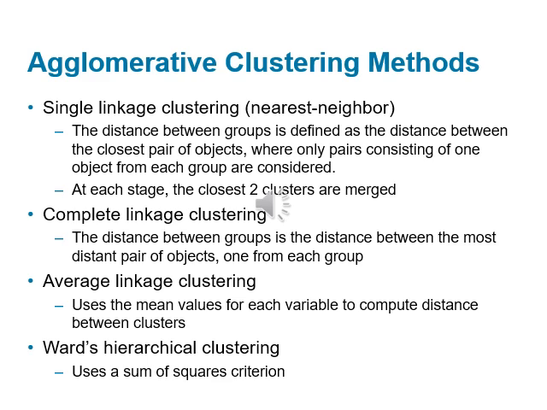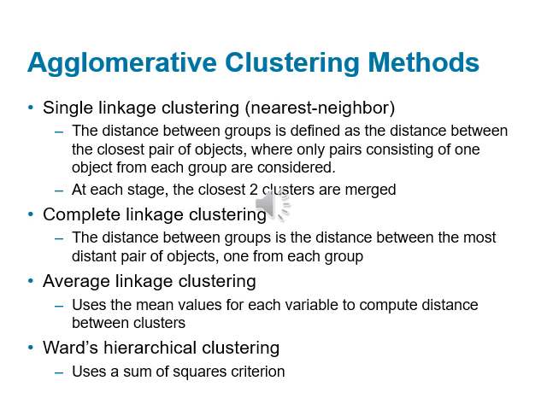Agglomerative clustering methods. Single linkage clustering, nearest neighbor. The distance between groups is defined as the distance between the closest pair of objects, where only pairs consisting of one object from each group are considered. At each stage, the closest two clusters are merged.